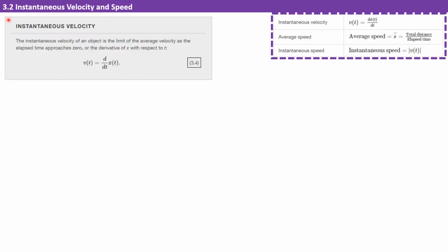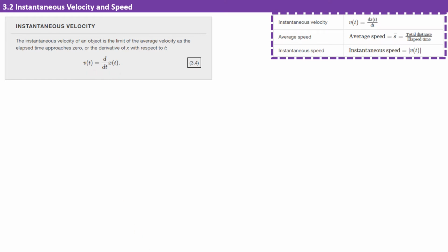In section 3.2, we see a definition of instantaneous velocity that deals with a derivative. In fact, you may see a derivative in this course before you see it in calculus. The way that we read this is velocity is equal to the derivative of the position with respect to time. Or another way to read this is the velocity is d by dt of the position.